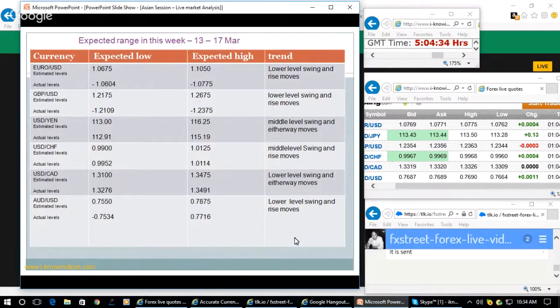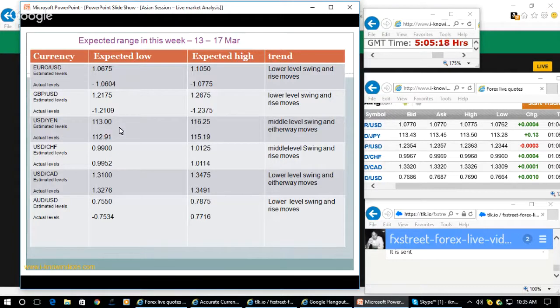Now coming to the levels in which they are expected to swing. Euro was expected to come down to 1.0675; it came down to 1.0604 and then started gaining. So far they have set the high at 1.0775, and during the European and US sessions they could go further upward. In the case of GBP, it came down to 1.2109, even though the expected low was 1.2175, and then gained up to 1.2375 yesterday. Today they are expected to breach the high and go above 1.24.